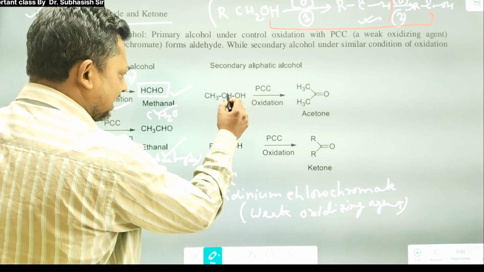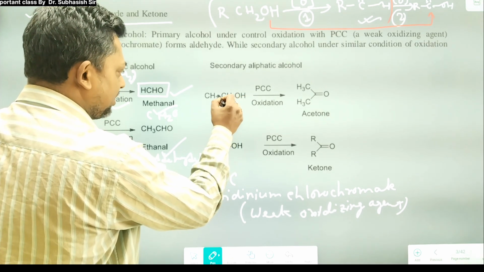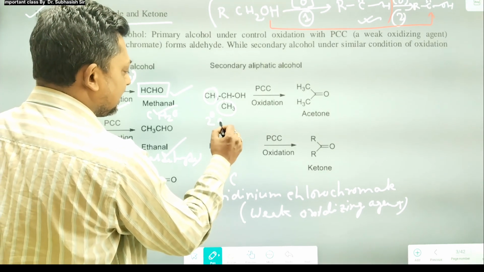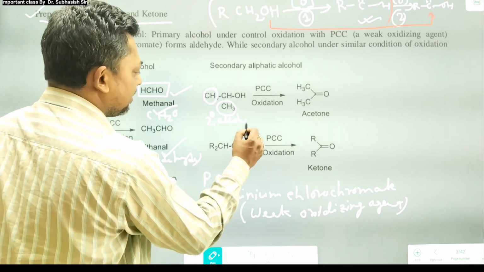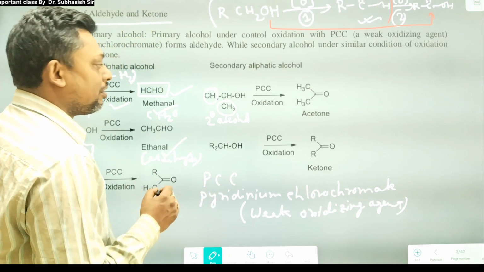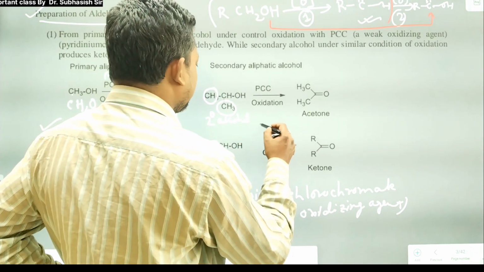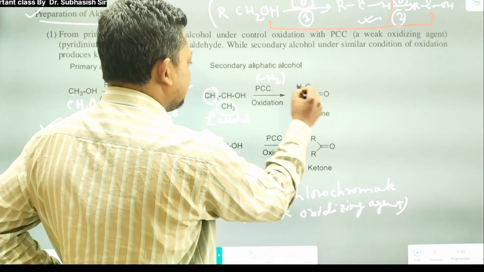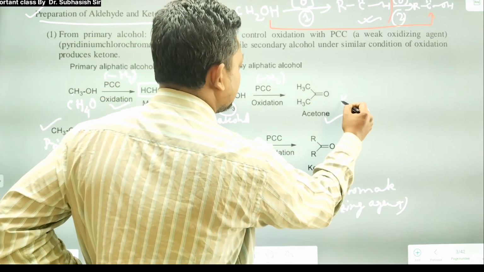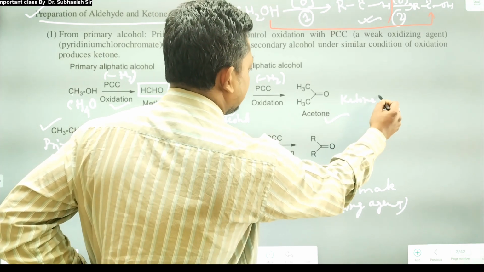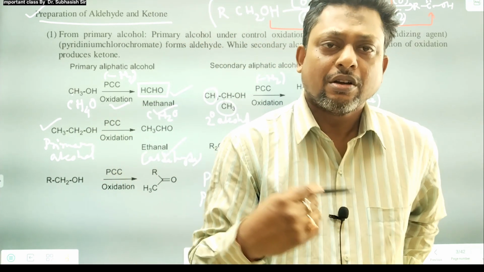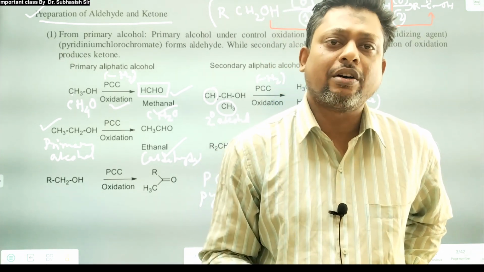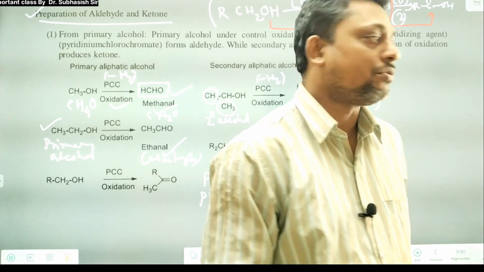Now let us come to the secondary alcohol. Here this carbon is attached to 2 methyl groups, so it is called a secondary alcohol, or also 2-degree alcohol. When this secondary alcohol is oxidized, here also 2 hydrogens are liberated, and you get a ketone. So always remember that primary alcohol is oxidized to aldehyde, while secondary alcohol is oxidized to ketone.